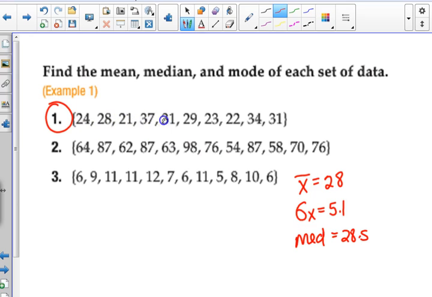24, 28, 21, 37, 31, 29, 23, 22, 34, 31. There is a repeat of 31, right?